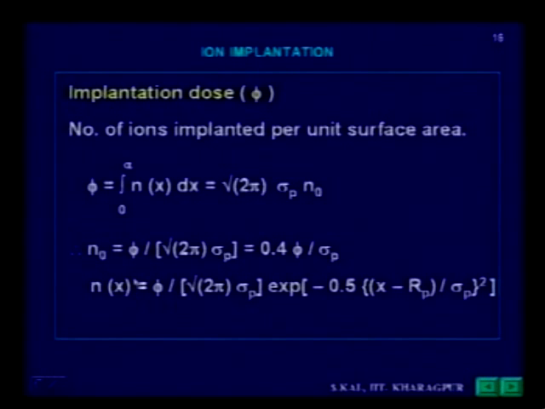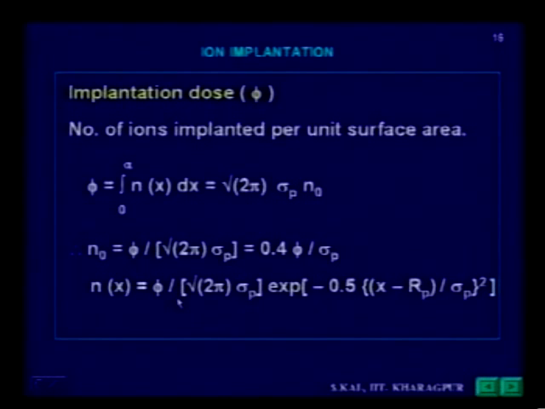Now, if you put this value of n naught into the earlier equation of n(x), then it is given by n(x) equal to phi by root 2 pi sigma p times exponential of minus 0.5 times (x minus Rp) by sigma p, whole squared. So that is the complete distribution of the LSS theory. And its nature, if you plot it, is similar to Gaussian, but here you see in this expression, it is dependent on two parameters: one is the Rp and sigma p, the projected range and the straggle. These are two important parameters.